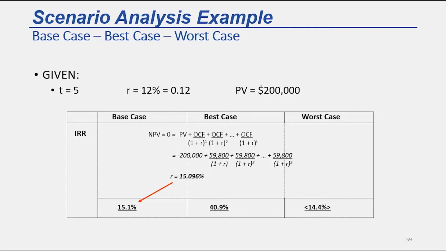Whenever I see the letters IRR, I always write down the following. NPV equals 0 equals minus first cash outflow, $200,000, plus first cash inflow over 1 plus some rate, second cash inflow over 1 plus some rate squared, ... fifth cash inflow over 1 plus some rate that I don't know, X, to the fifth power, and I get an IRR of 15.1%. That's higher than our hurdle rate in our company of 12%.